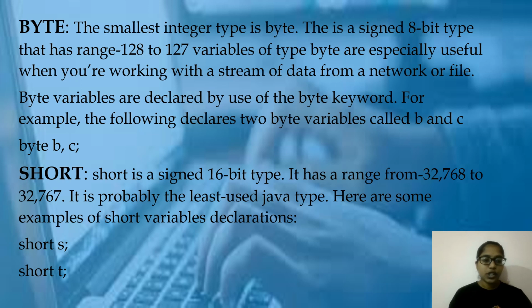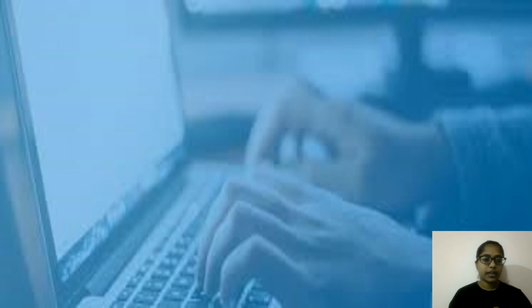Next is short. Short is a signed 16-bit type. It has a range from -32,768 to 32,767. It is probably the least used Java type. Here are some examples of short variable declarations. Short is a keyword, and I have taken s and t as variables. You can use other variables instead.